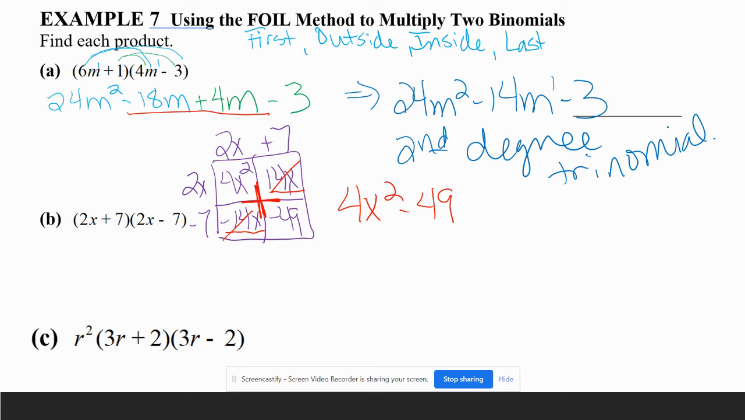This is a polynomial because the exponent there is a positive whole number. This is, again, a second degree because 2 is our largest exponent. And we have two terms here, so this would be a binomial.